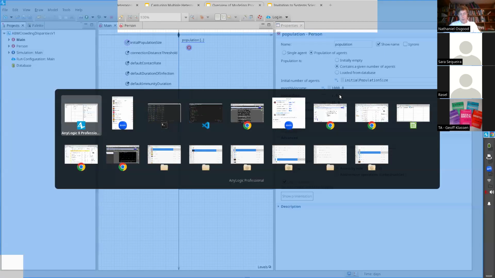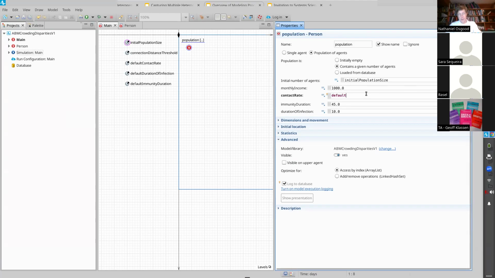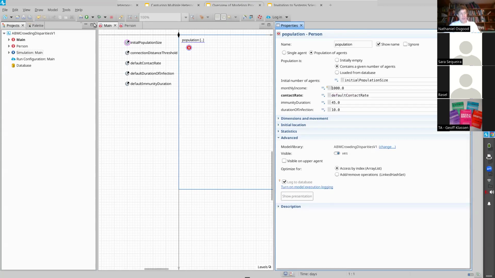Okay, the machine is getting very slow. Default contact. Okay, default contact rate. Thank you very much. Okay.